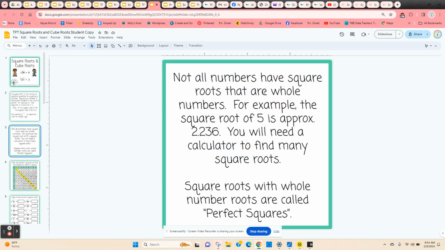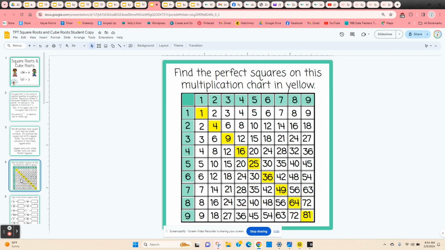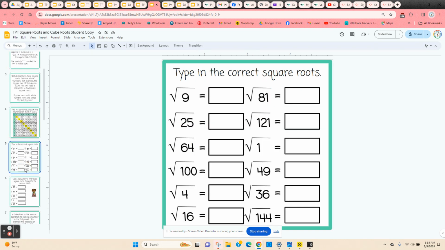Now, not all square roots have whole number answers. So if a square root is a whole number, we call it a perfect square. And the next slide shows the most common perfect squares students are going to be dealing with. And they're in a diagonal on the multiplication chart. And the next slide has students typing in these perfect squares.